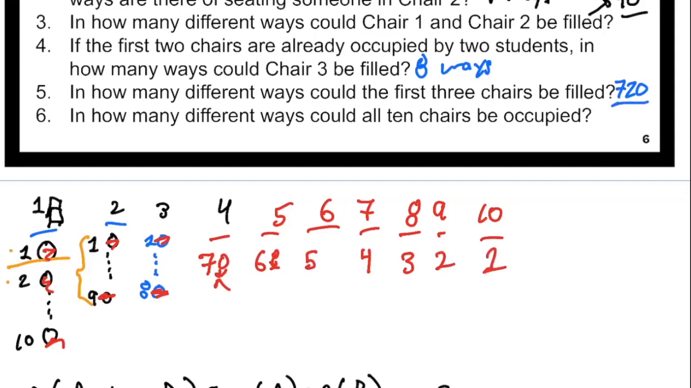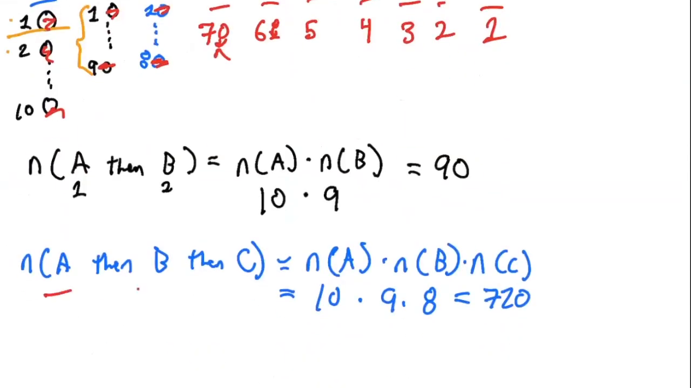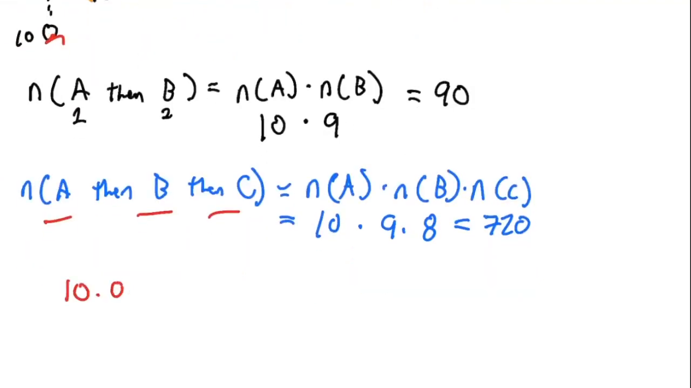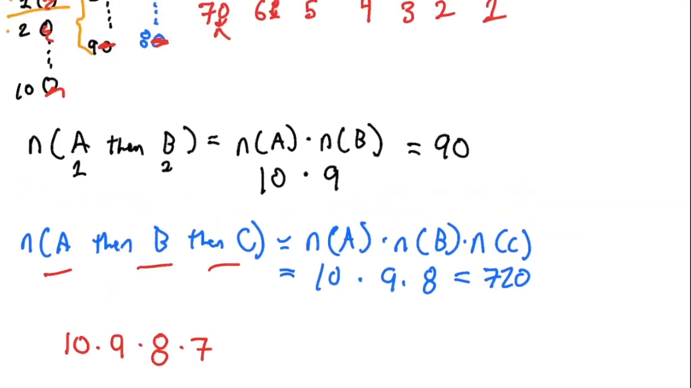So what we're doing is we're extending this A, then B, then C for all 10 chairs. So we start off with 10. Second chair is 9 different students. Third chair is 8 different students. 7, 6, 5, 4, 3, 2, 1. And we'll learn about this in our next videos. This is what we call 10 factorial. So we have an exclamation mark. And again, we'll be learning this in our next video.